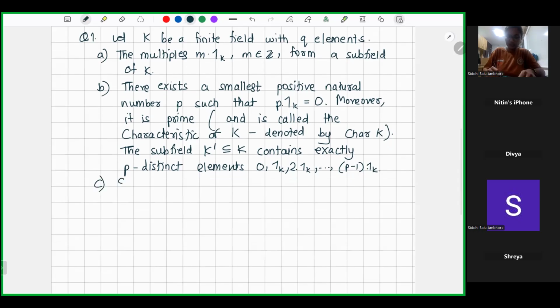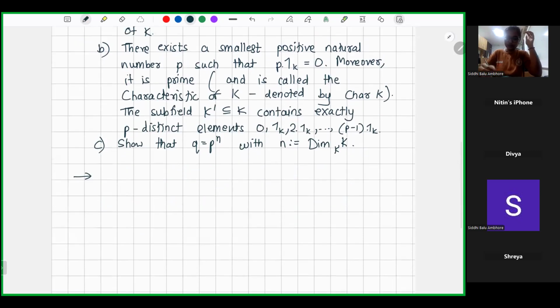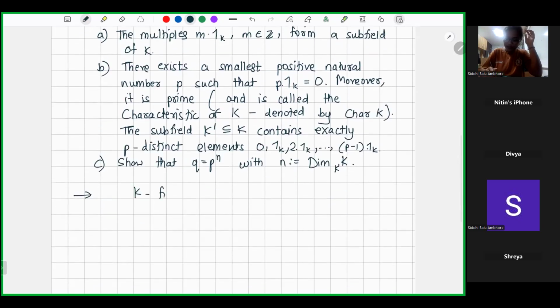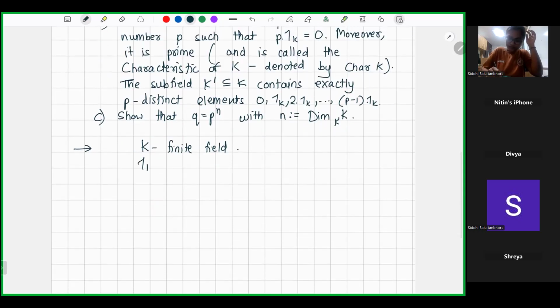And then show that q is p to the power n, where n is the dimension of K over K dash. So this is what we need to prove. I hope you understood the question. K is a given finite field, and 1_K is the multiplicative identity of this field.